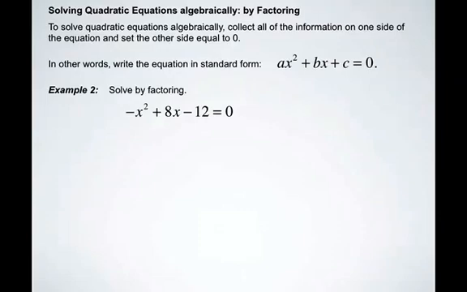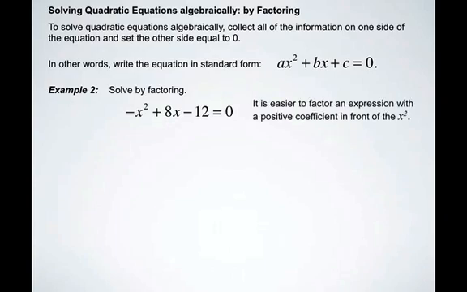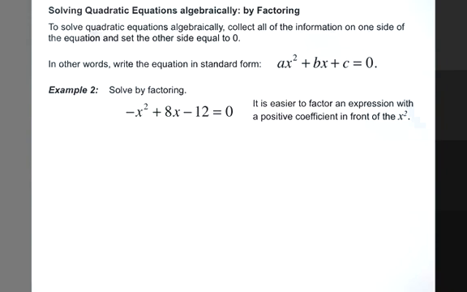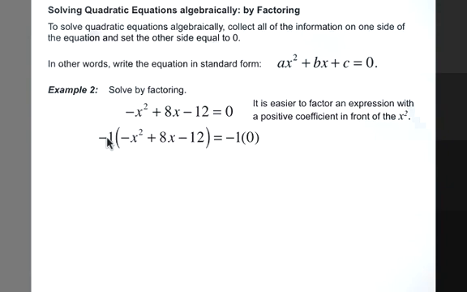Let's now factor negative x squared plus 8x minus 12 equals 0. It is easier to factor an expression with a positive coefficient in front of the x squared. So, we will multiply both sides by negative 1. So, the left side becomes x squared minus 8x plus 12 equals 0. Negative 1 times 0 is 0.